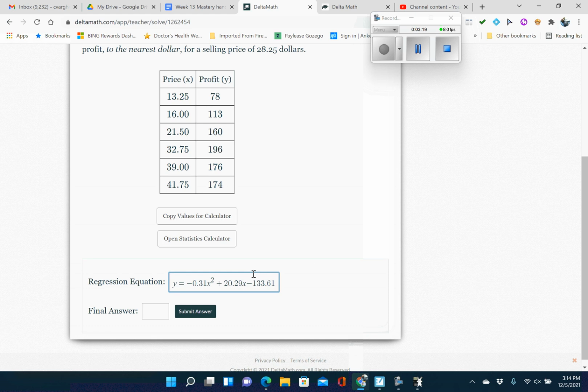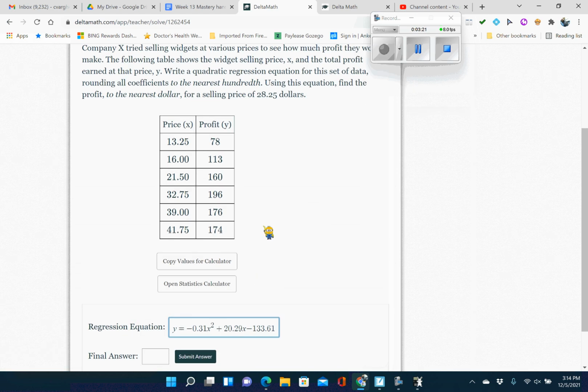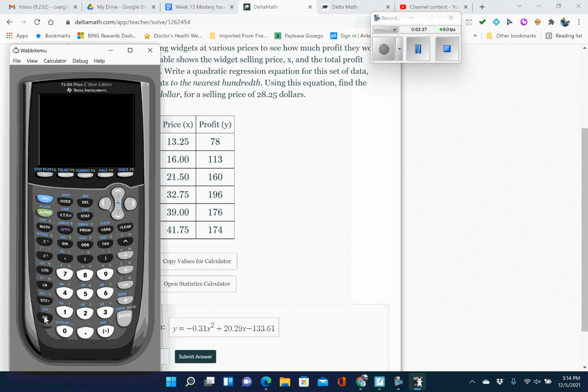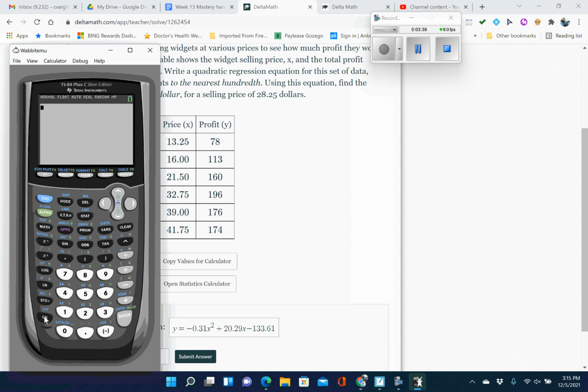The next thing you want to do is find out, it says using this equation, the one that we just wrote right here, find the profit to the nearest dollar for a selling price of $28.25. So the selling price is right here. So basically what we're going to do is we're going to take a calculator, open it up. You can do this right on Delta Math's calculator as well. You're going to put in this equation.